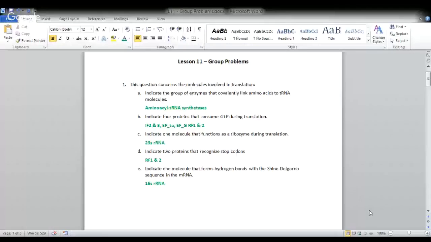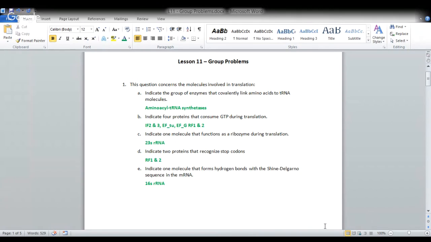All right, so for number 1, we basically just got these from notes and videos. Number 1's asking, this question concerns the molecules involved in translation. A, indicate the group of enzymes that covalently link amino acids to tRNA molecules, so aminoacyl tRNA synthetases.